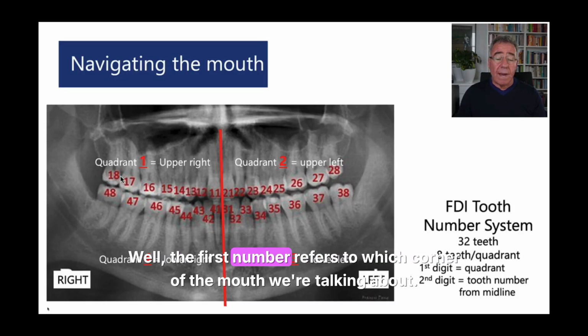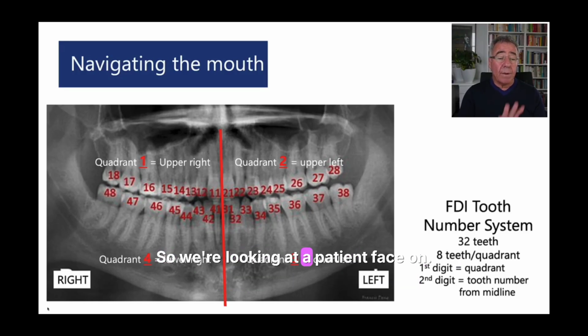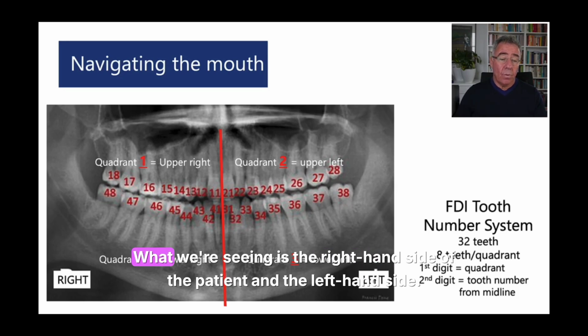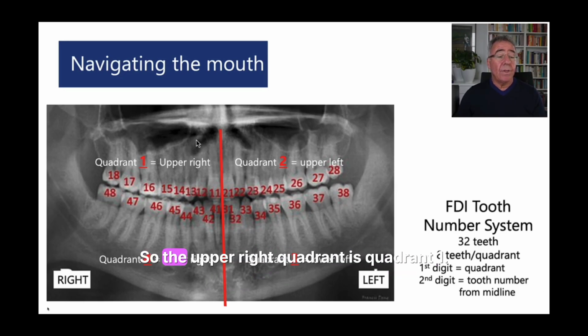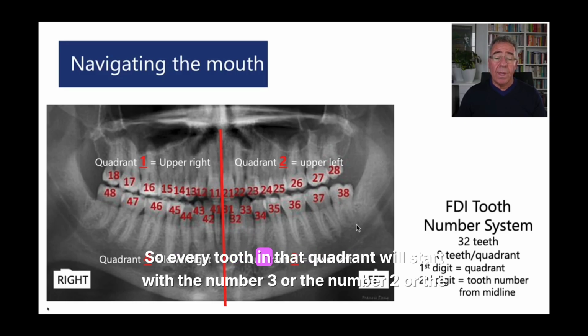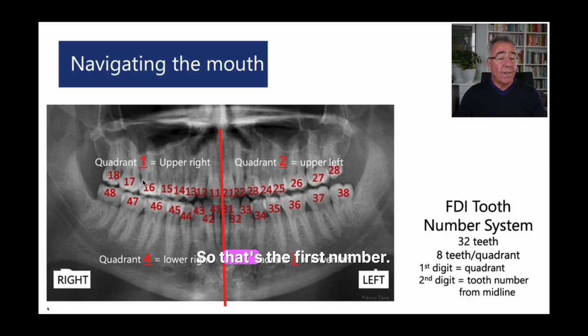Well, the first number refers to which corner of the mouth we're talking about. So we're looking at a patient face on. What we're seeing is the right-hand side of the patient and the left-hand side. So the upper right quadrant is quadrant 1. The upper left quadrant, quadrant 2, the lower left quadrant 3, the lower right quadrant 4. So every tooth in that quadrant will start with the number 3 or the number 2 or the number 1 or the number 4. So that's the first number.